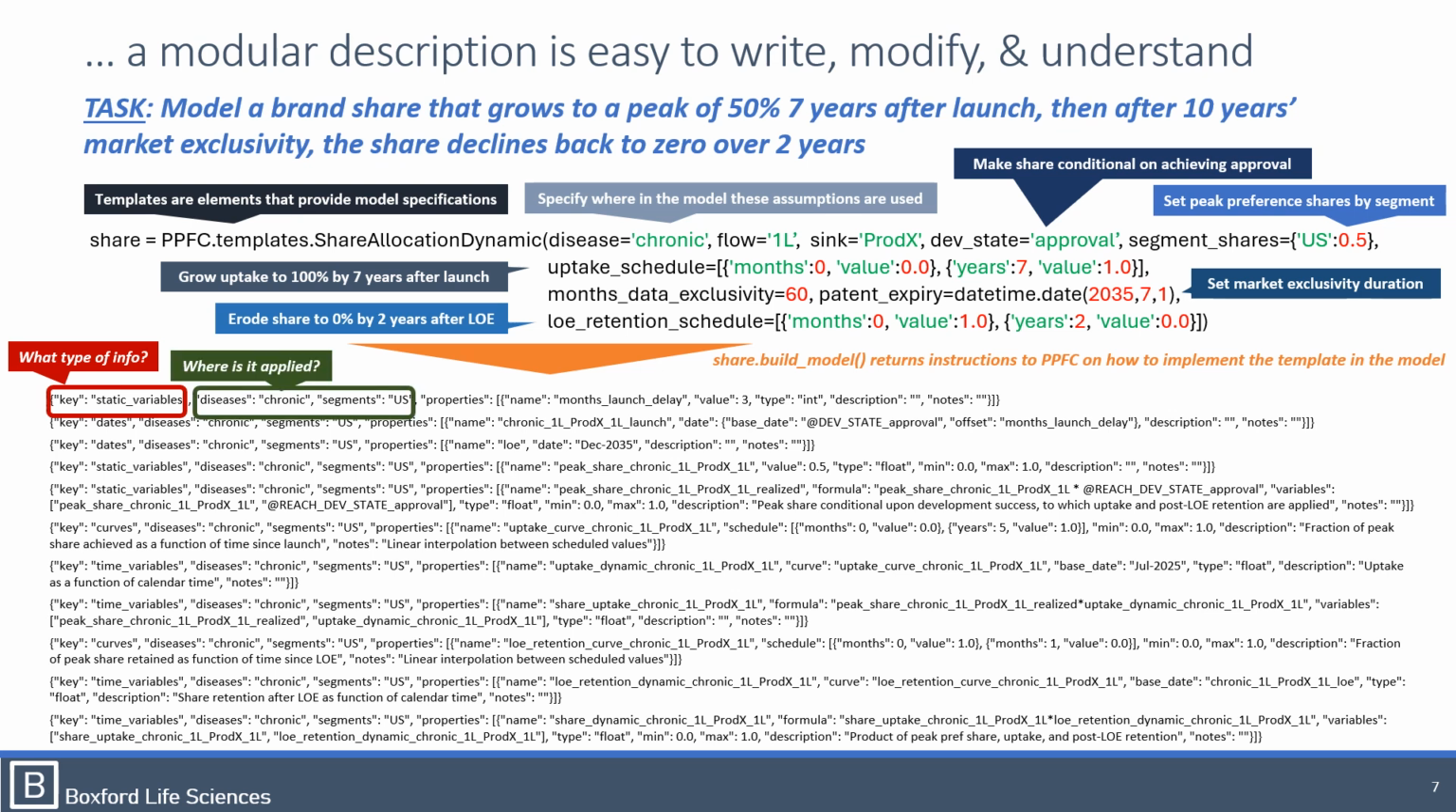These individual parts of the syntax also then have some scoping elements that say where these assumptions are to be applied. Here we have assumptions that are defined for specific diseases and segments. And finally, we have the properties that are applied. In this case, it's a static variable, so we give it the name that we want to apply to it, the value, the type that it holds. We can have some additional minimum and maximum values, and we can provide descriptions and notes that are references on what the static variable is supposed to represent and how it was created.